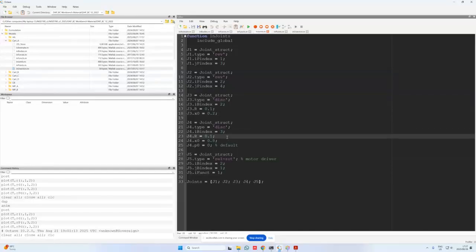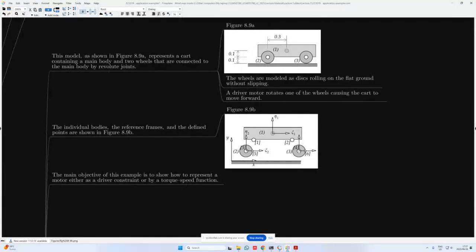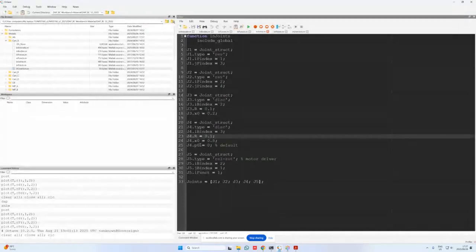And then for J4, we can do exactly the same. This is now the disk joint that we specify on body 3. Then we have the radius, which is still 0.1 meters. We then have x0, which is now 0.8 meters. So this is the initial x location of the center of mass of body 3. And then we also now specify J4.p0 equal to 0. If I were to comment this out, the value of 0 would in any case be used. But for illustrative purposes, let's keep this in.